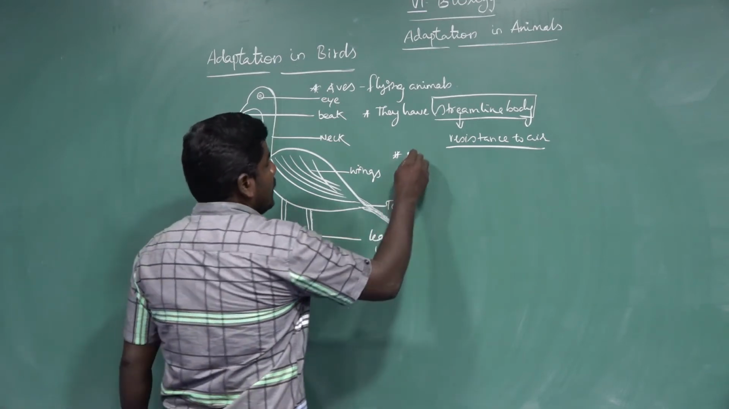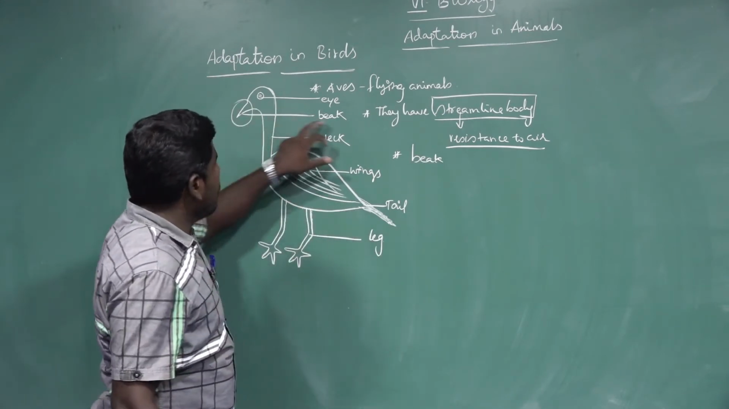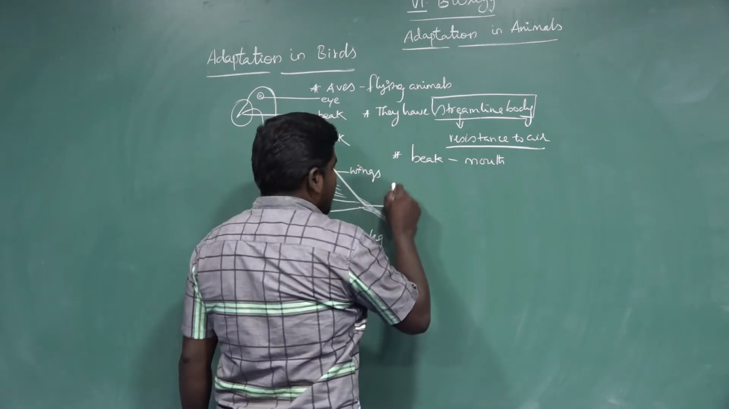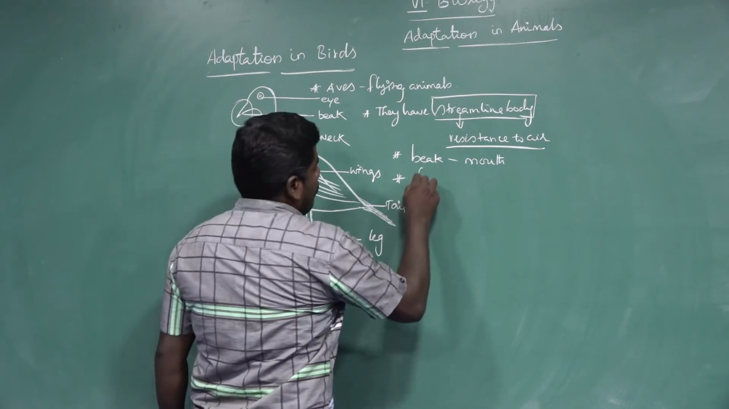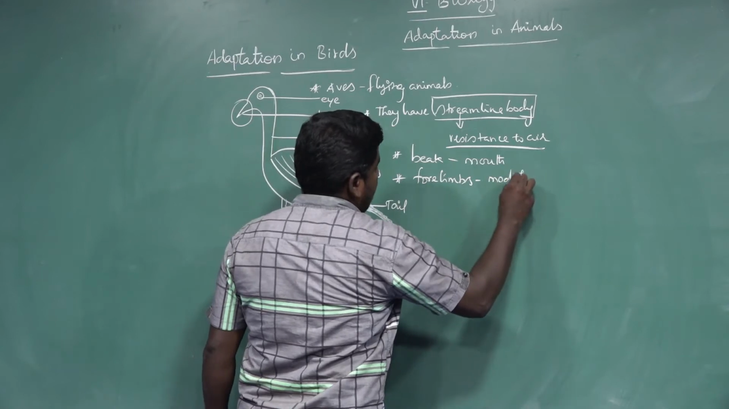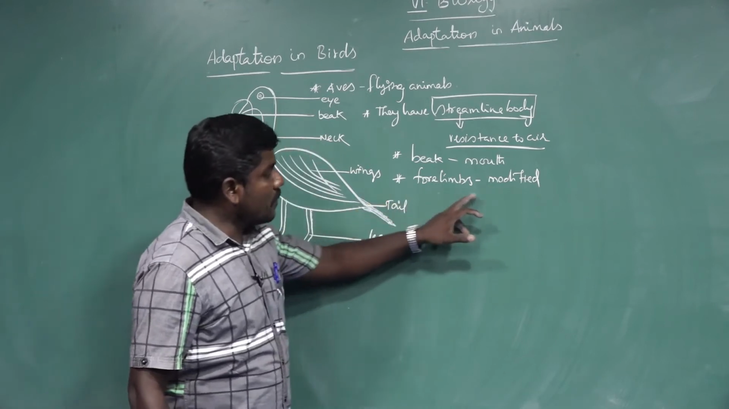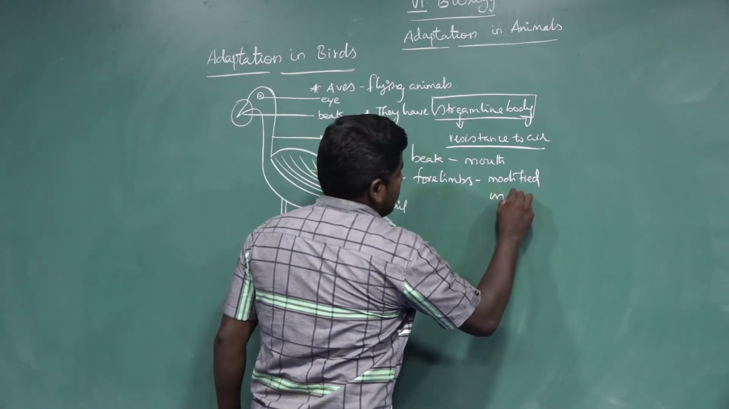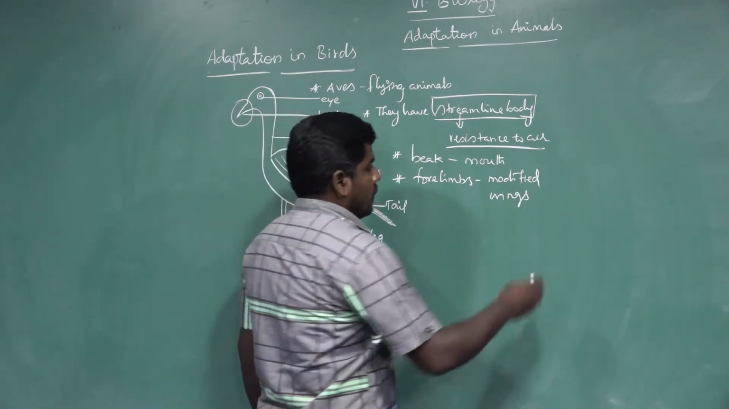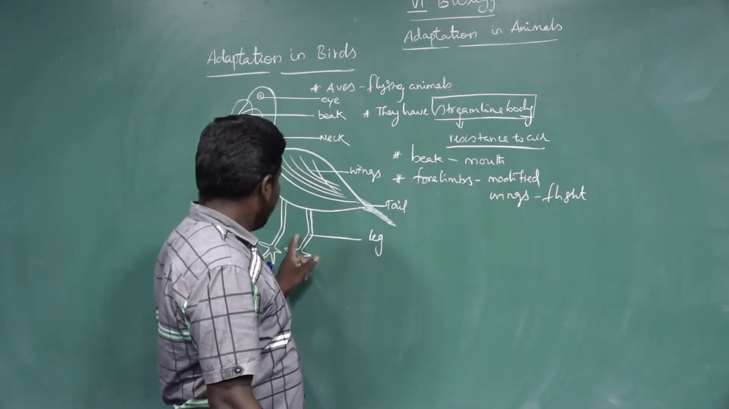At the same time, they have a beak. So that is on the beak. Beak instead of mouth. Next one, forelimbs. Forelimbs are modified. So this one here is the forelimbs. Forelimbs are modified into wings, adapted for flight. And then another one, hind limbs.